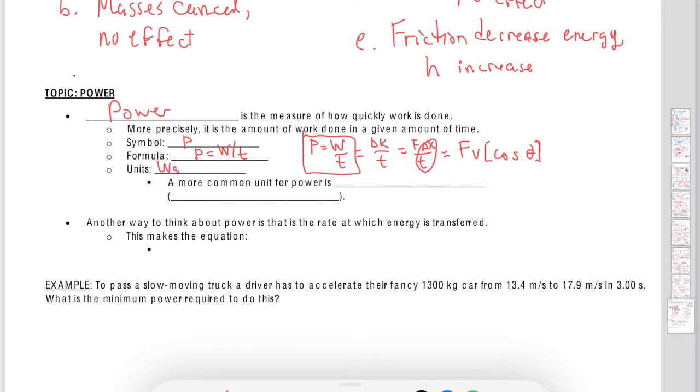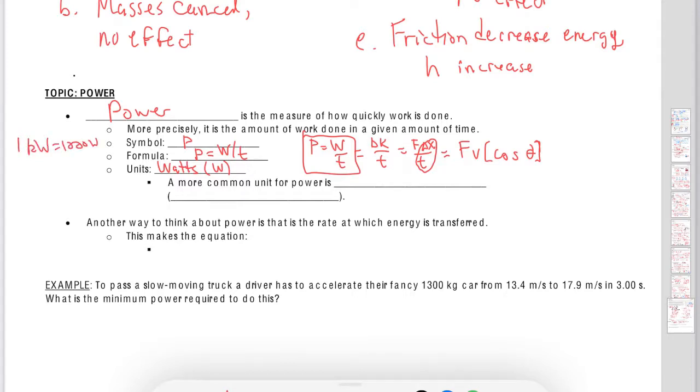The unit is watts, which is abbreviated W, but I don't want you to get it confused with the variable for work. Now, 1 watt is such a small unit that oftentimes in problems they're going to give you the power in kilowatts, and so 1 kilowatt is 1,000 watts.